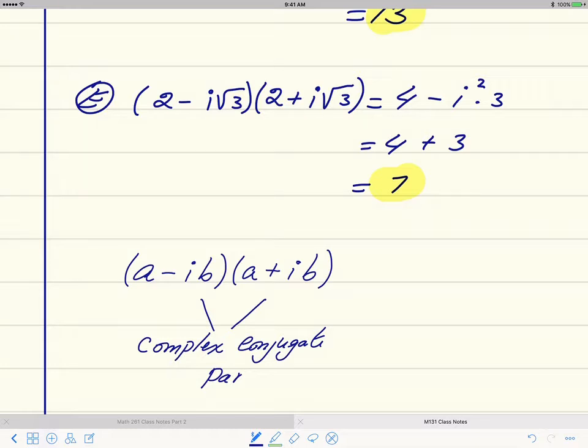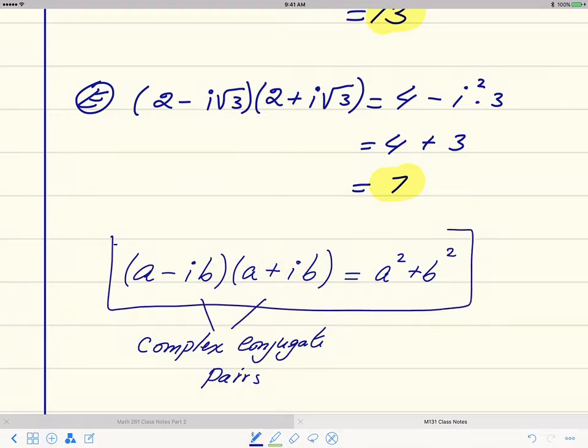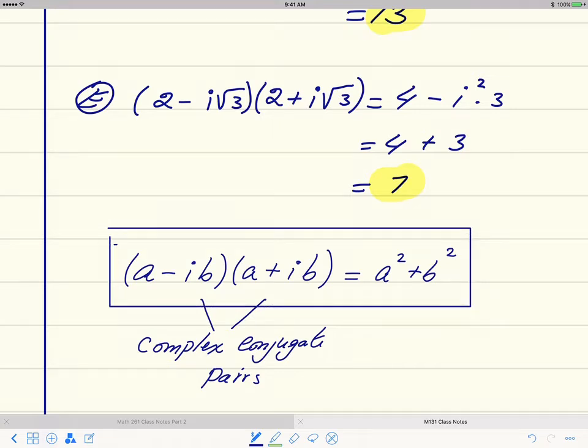Because they have the same real and imaginary part, except that the imaginary part is the opposite sign. When you multiply these out, as you can see with the last two examples, you just add the squares of the real and imaginary parts. A squared plus b squared. So this identity we're going to use when we're dividing. It's going to come up quite a bit. And take a note of what complex conjugate pairs are. Okay?